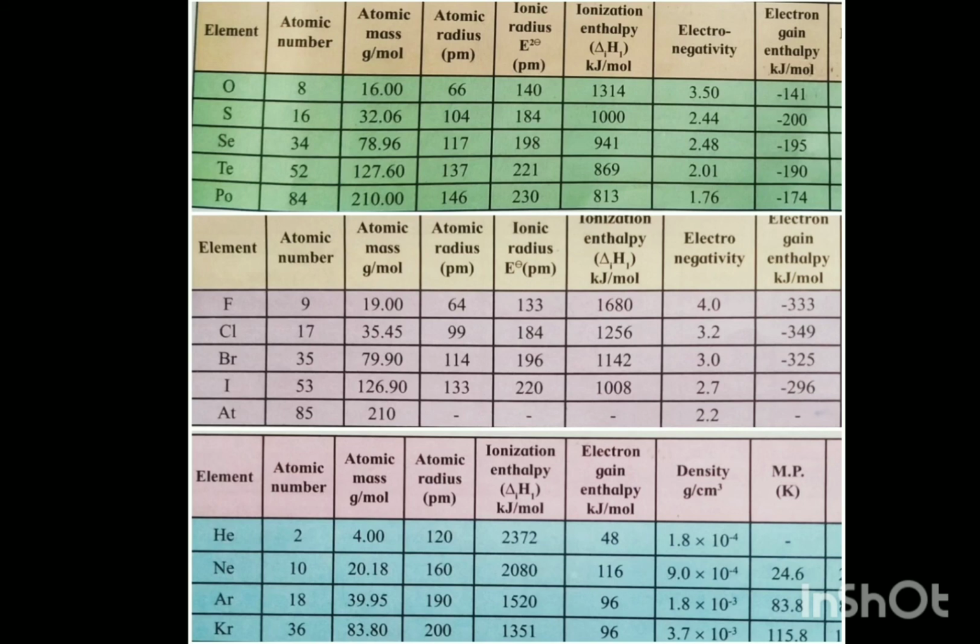Group 18 elements have no tendency to accept electrons because they have a stable electronic configuration, and therefore they have large positive electron gain enthalpy values. You can see in this chart that the electron gain enthalpy values of noble gases, or group 18 elements, are positive.